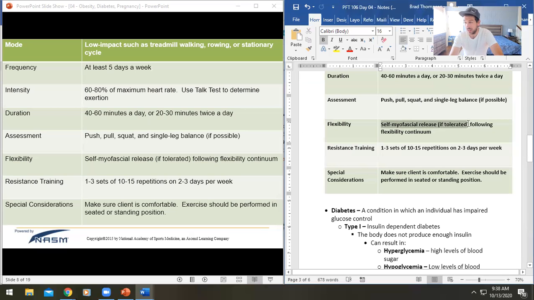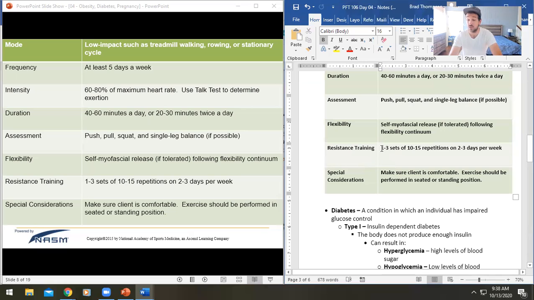SMR, foam rolling if it's tolerated, but if not, you can use tiger tails or other massage materials, and then your regular flexibility continuum. Obese clients, it doesn't matter. Static stretches, active stretches, and dynamic stretches are all going to be effective.